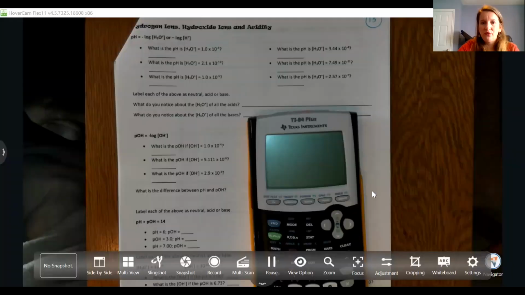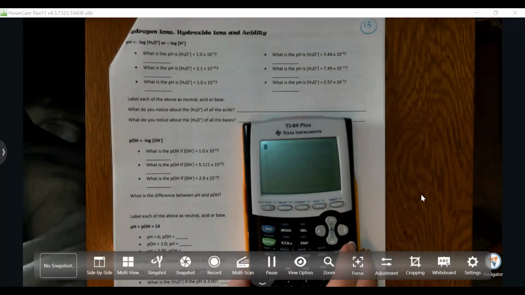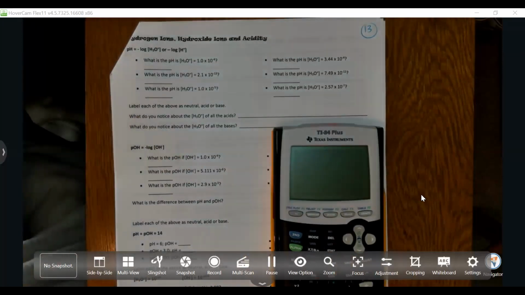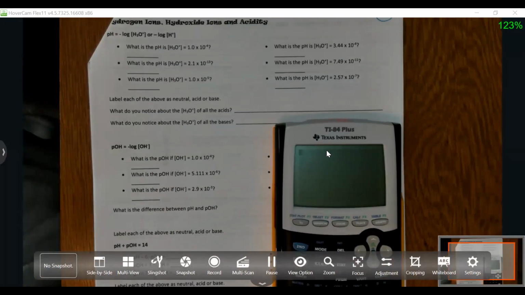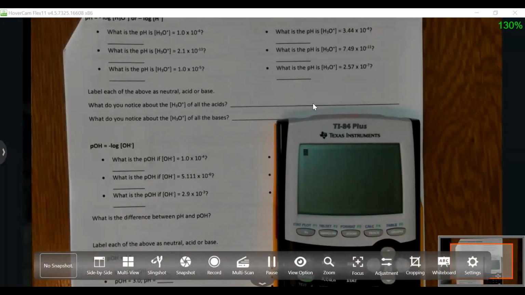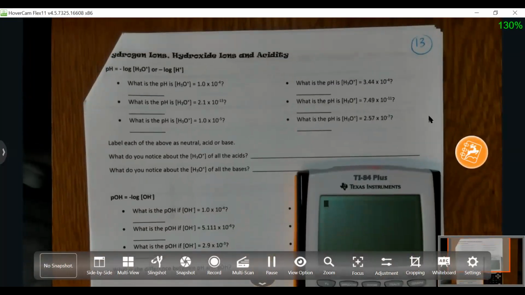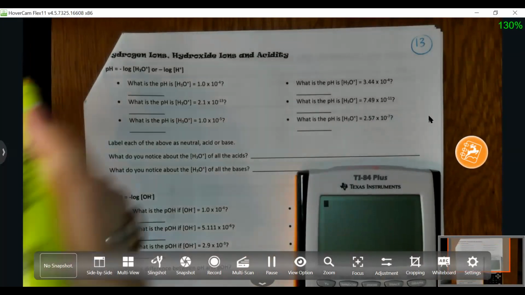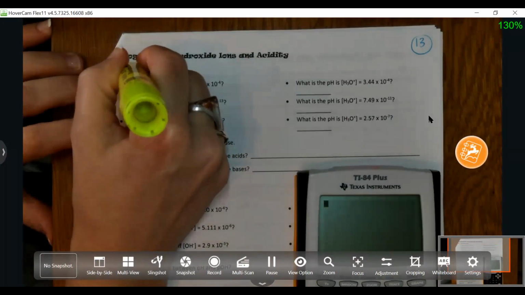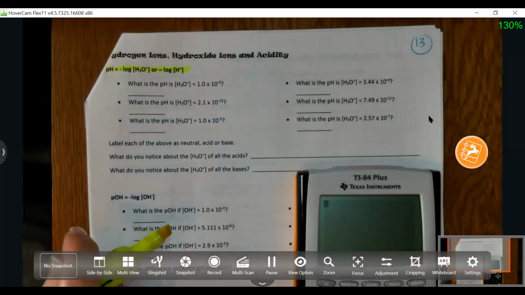I want to be able to show you guys my calculator as we're working. So we're going to start with this first little bit here. Let me go ahead and zoom in. Okay, so our first calculation is going to go back and forth between pH and hydrogen ion concentrations.